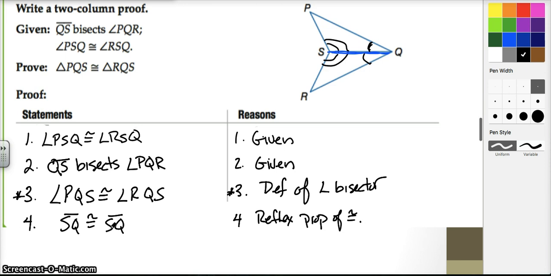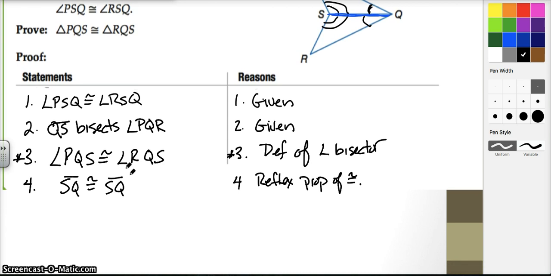With that, we have all the pieces we need. If you want at home, you can do a drum roll. We can say that triangle PQS is indeed congruent to triangle RQS, and the reason for this congruence is the angle-side-angle congruence postulate. Thank you.